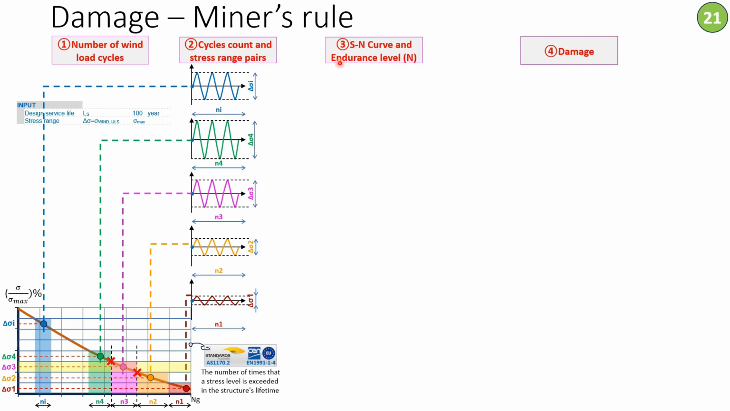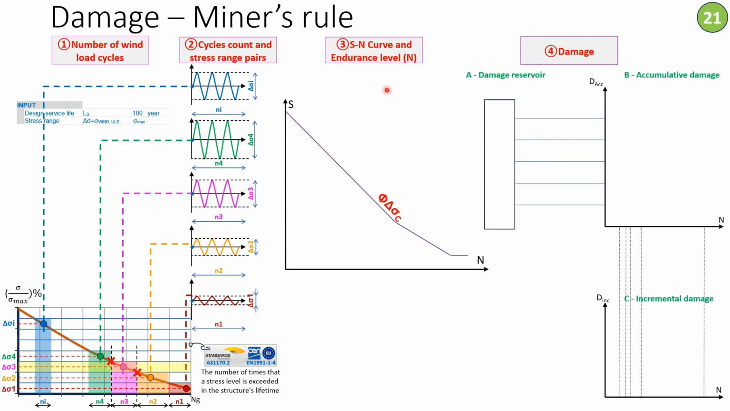First is the SN curve, and then we need the damage reservoir, and we need to plot the cumulative damage and the incremental damage. We will explain each one separately.